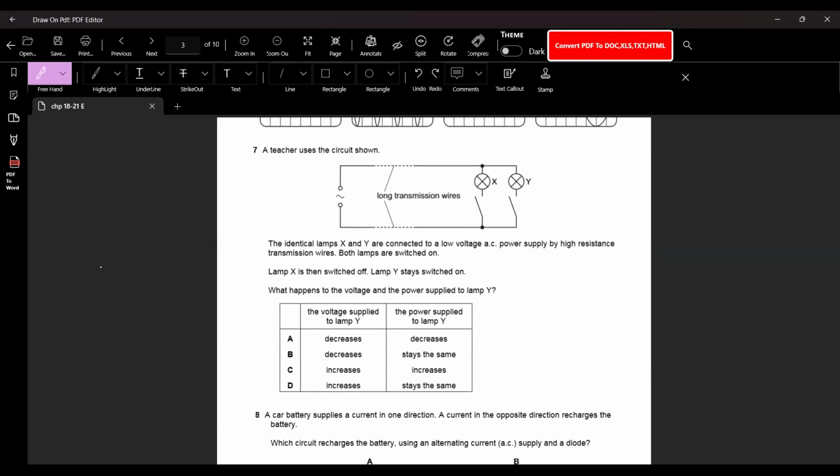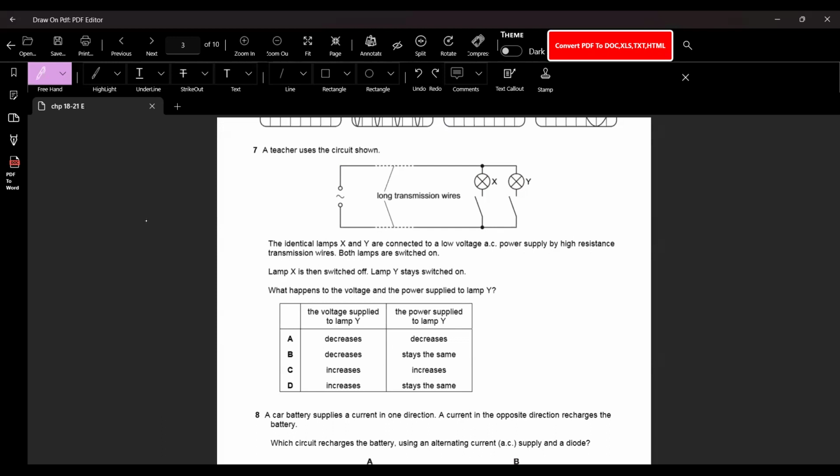Step up. Good. So the voltage would be greater and the current would be least, and the heating effects would be minimum. Then the question is: a teacher uses the circuit shown, identical lamps X and Y are connected to a low voltage AC power supply by high resistance transmission wire. Both lamps are switched on. Lamp X is then switched off.